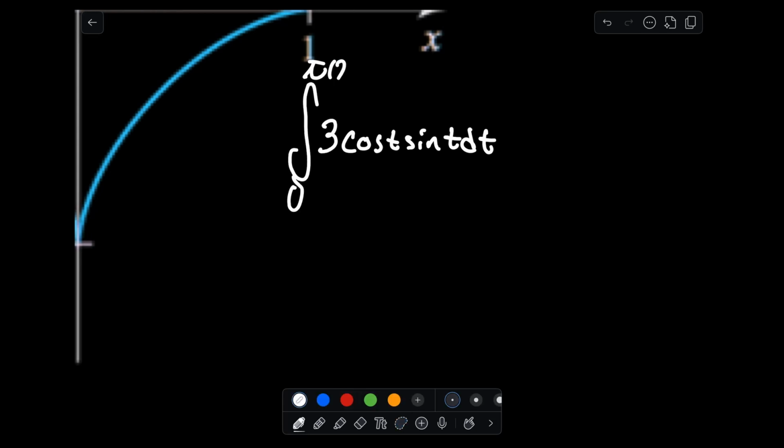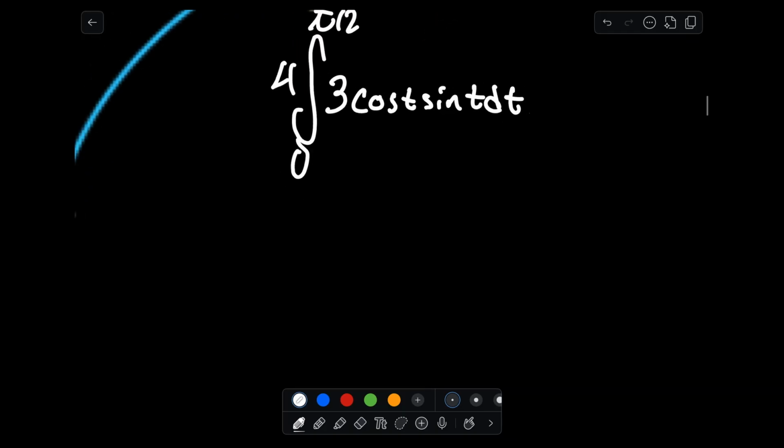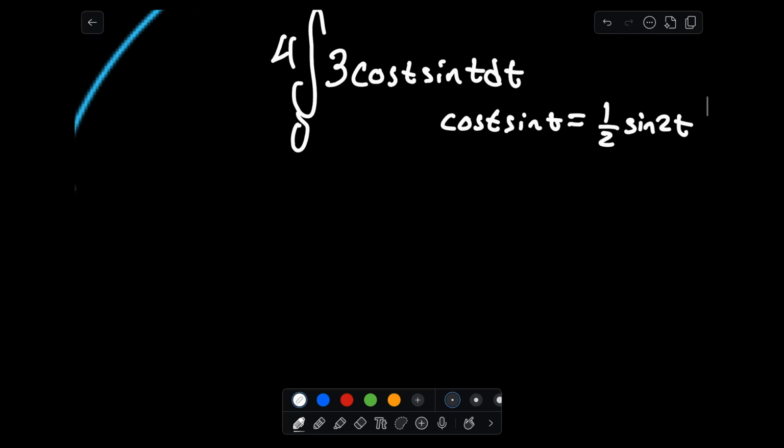0 to power 2, 4. And then we can use a trig rule that we can apply, where we know that cosine t sine t equals 1/2 sine 2t. And then we can just do this.